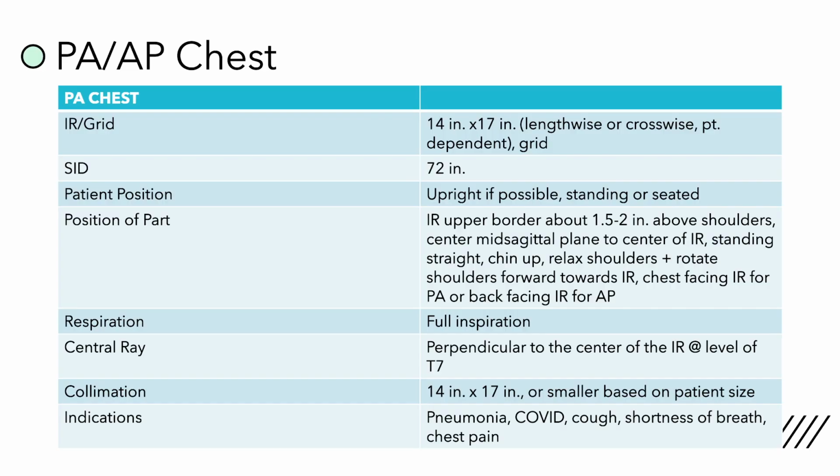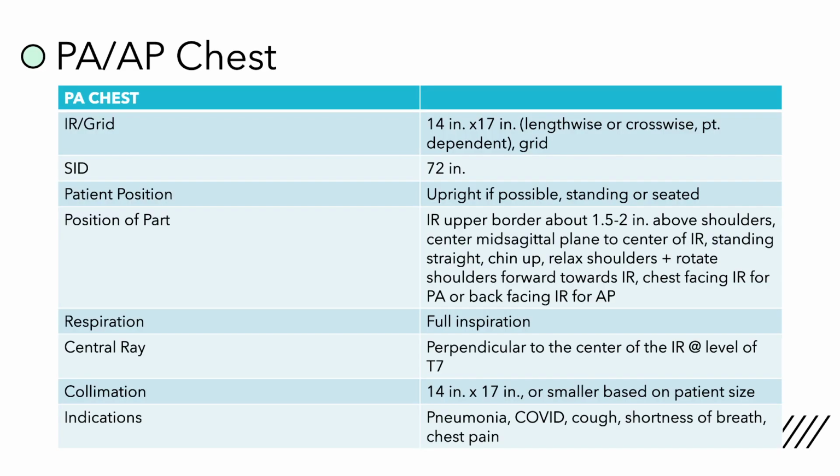Remember, a way that we can find T7 is to palpate using our fingers. We can palpate the shoulder blade, and right at the bottom of the shoulder blade, that'll align to T7. So that's how we find those spinal landmarks. Basically, this will be right in the center of the chest, though, so that should also help you. Collimation should be 14 by 17, or if the patient's much smaller than that, you can collimate tighter. So I'll show you how to do that on Wednesday.